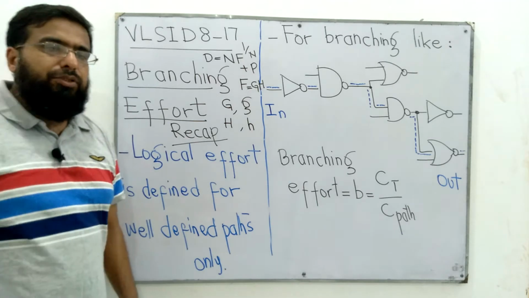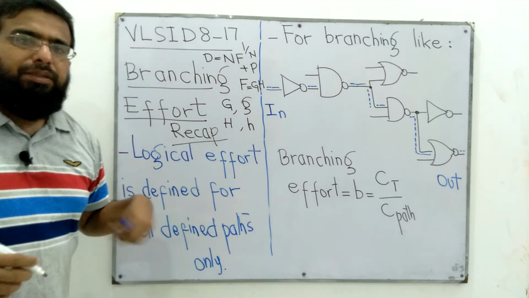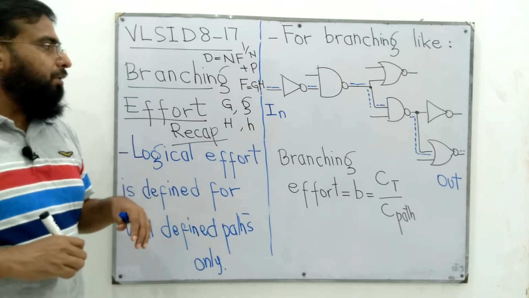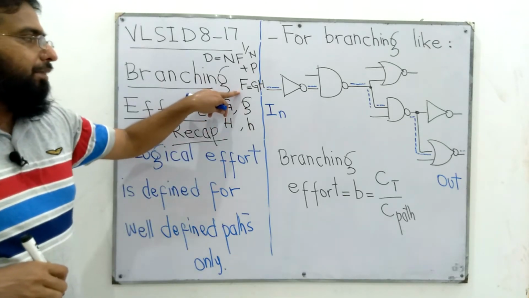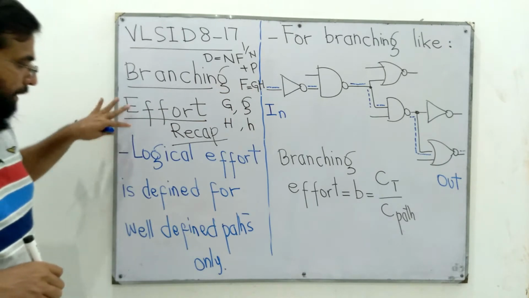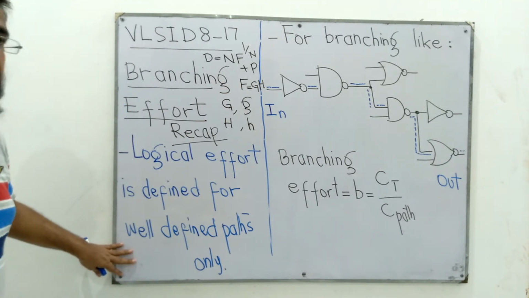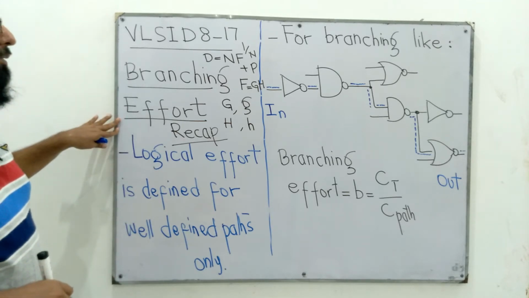And we have studied techniques to minimize these delays by adding extra inverters in the chain, whose addition doesn't affect this capital F, the path effort. This is what we have been studying for the past few lectures. Today we will study branching effort.